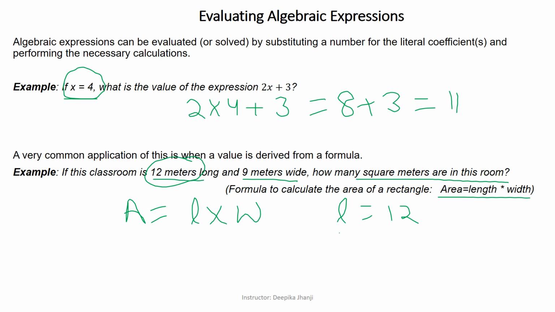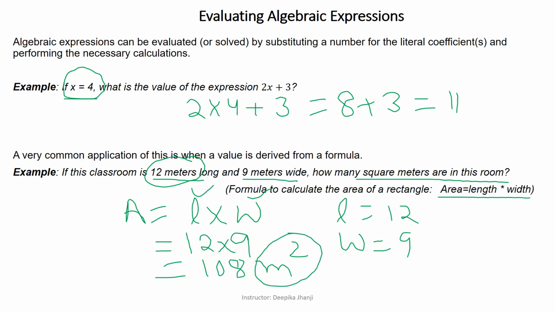And the width is 9 meters. So simply multiply them, 12 times 9. We'll plug in the values of length and width in the formula, 12 and 9, and then multiply them. So you get 108 meters squared. That is the unit of area.